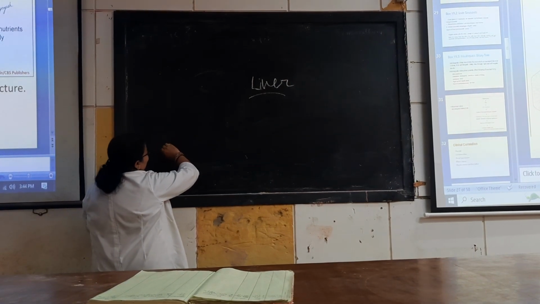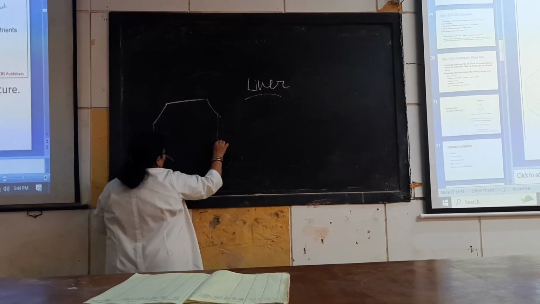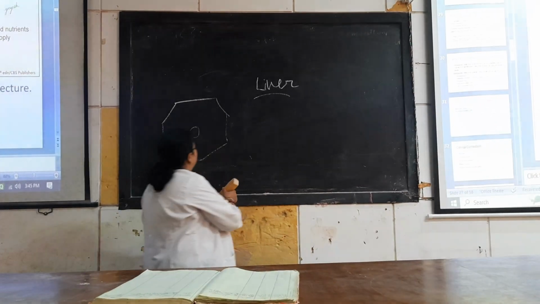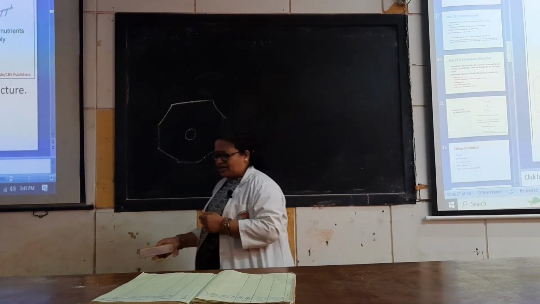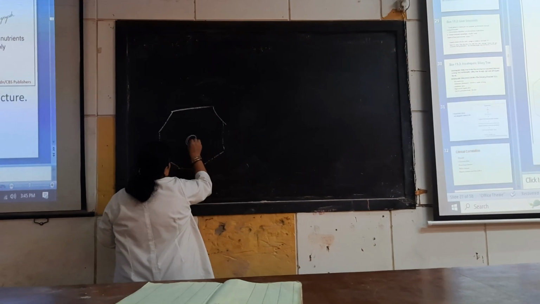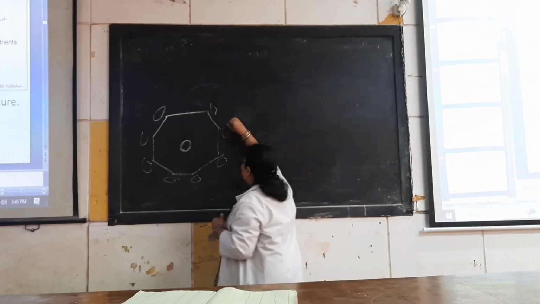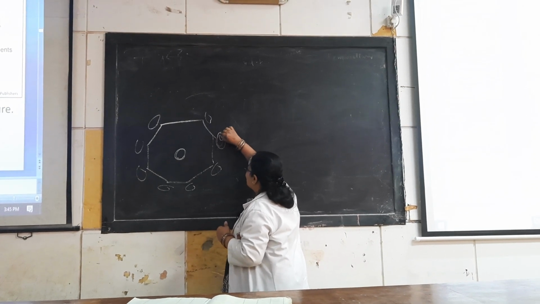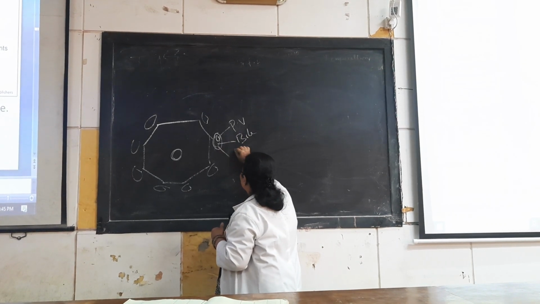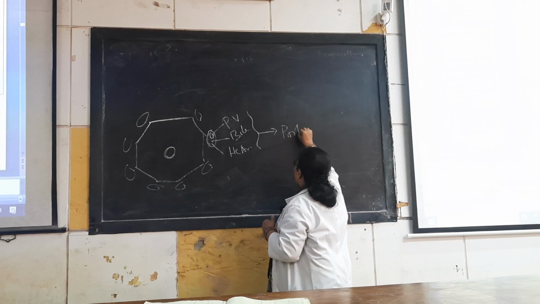For the sake of simplicity, we have divided the hepatic lobules into the classical hepatic lobule. The classical hepatic lobule forms the structural and functional unit of the liver, with the central vein in the center and portal tracts at the six corners. What are the constituents of the portal tract? One is the portal venule, the bile ductule, and the hepatic arteriole. These three structures are found in the portal tract.